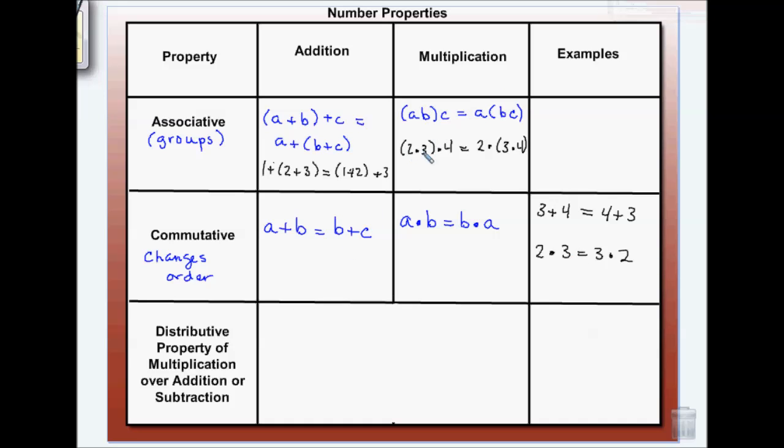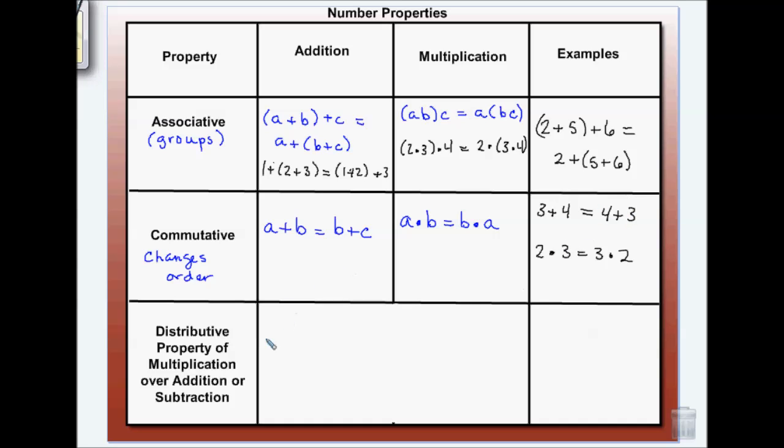So if you're looking at that and you say, okay, this is all in the same order, 2, 3, and 4. Well, you're asked to identify what property this is. Everything is in the same exact order. The only thing that moved was parentheses. That's just the groups, so that's associative property. If you look at 2 sides of the equal and they flipped the numbers, then you know that that's commutative.